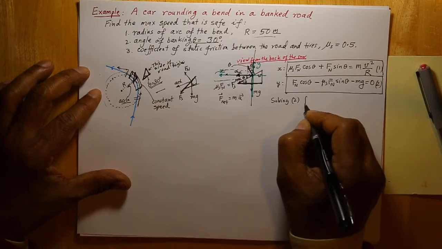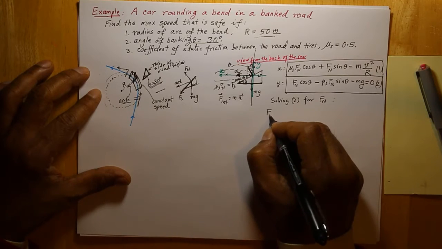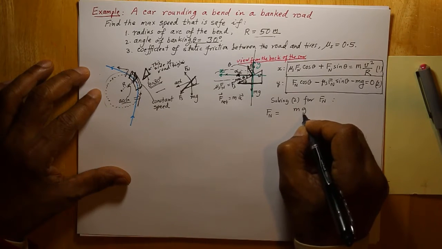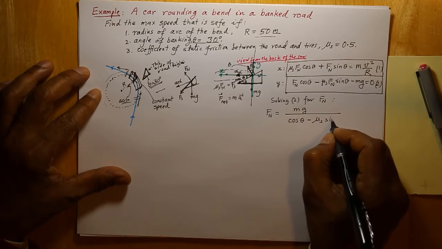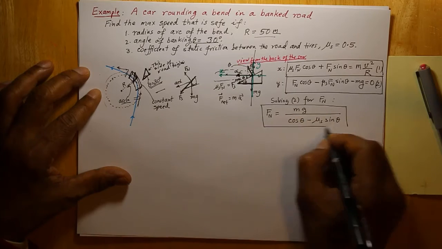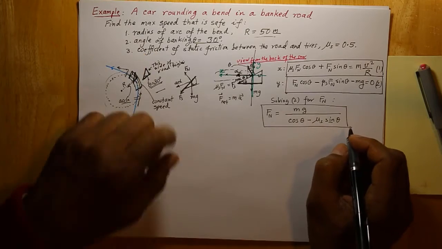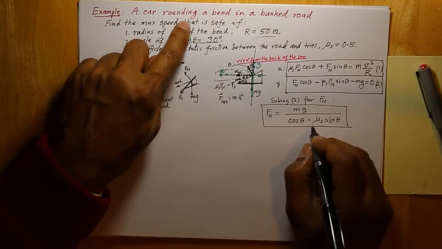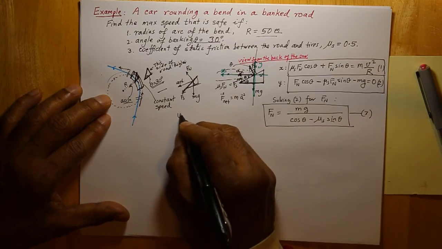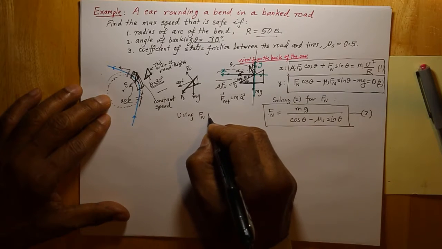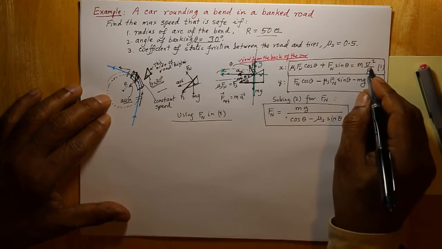Solving 2 for Fn gives me Fn equals mg over cosine theta minus mu s sine theta. So I got that for Fn, and all of these are known. If the mass of the car is known, it's not given over there, but if it was given, then other things are given. So this is, say, number 3. Using Fn in 1, now I use this in there, then I can solve for v.